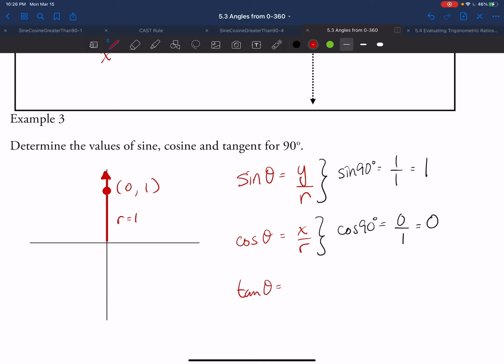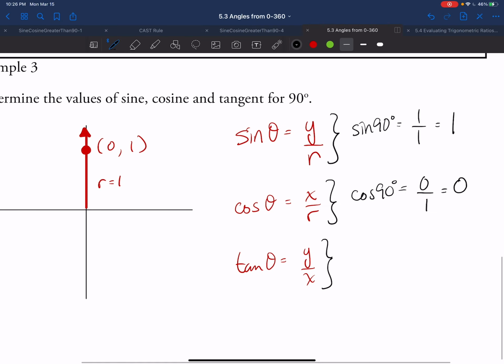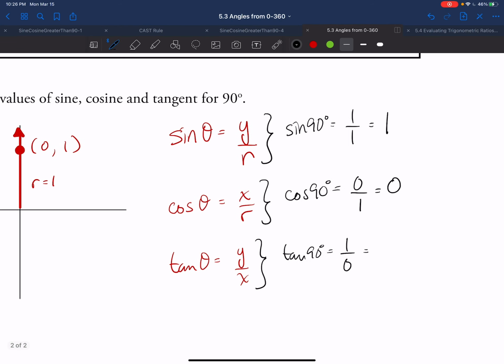And we figured out that in general, tan is y over x. So if I take those values, I know y is 1 and x is 0. I have a problem here, because we can't do 1 divided by 0. It's undefined.